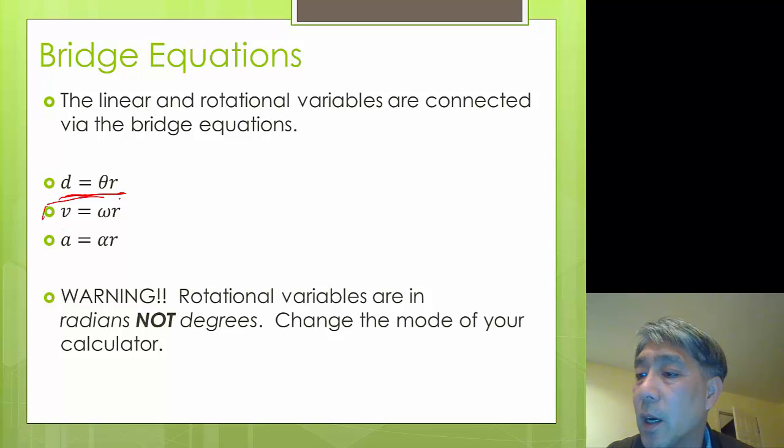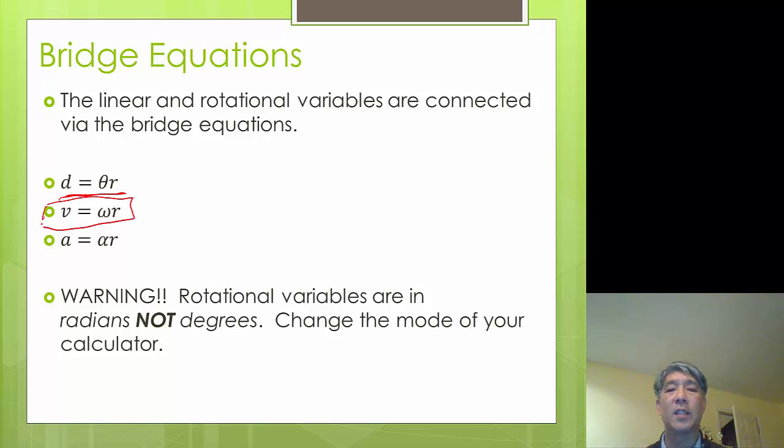And this is the one that is actually given in the data booklet: velocity is equal to omega r. But if you ever need to, all of the rotational variables are just multiplied by the radius r to get the linear variable. It's important to note, though, that the rotational variables will be in radians. It's 2 pi, it's not 360. Don't use degrees. Be careful, understand how to change the mode of your calculator so we can go back and forth, but make sure you know when you're in degrees and when you are in radians.